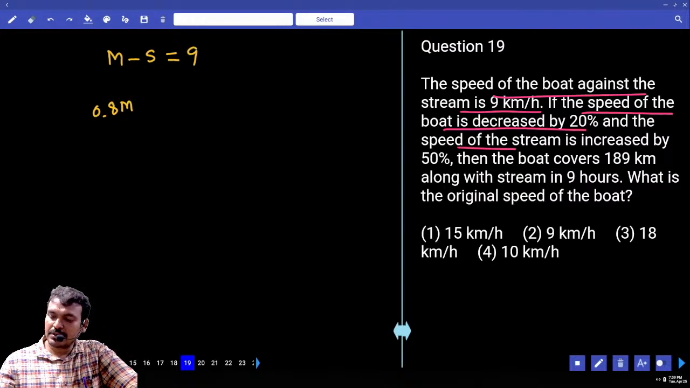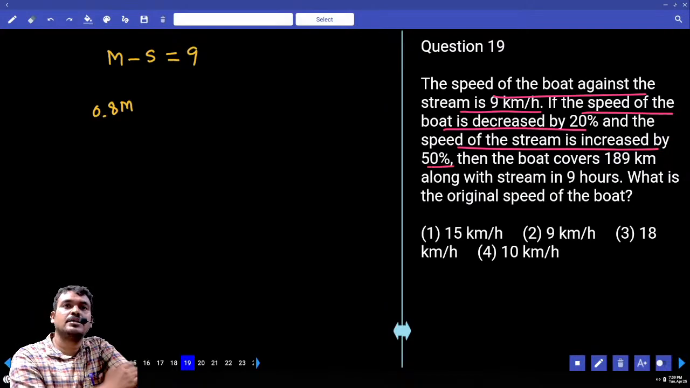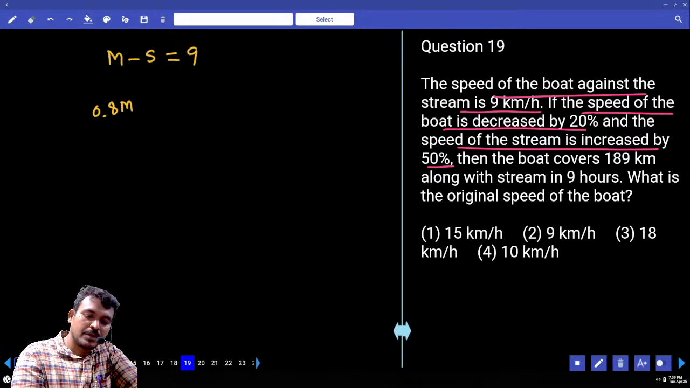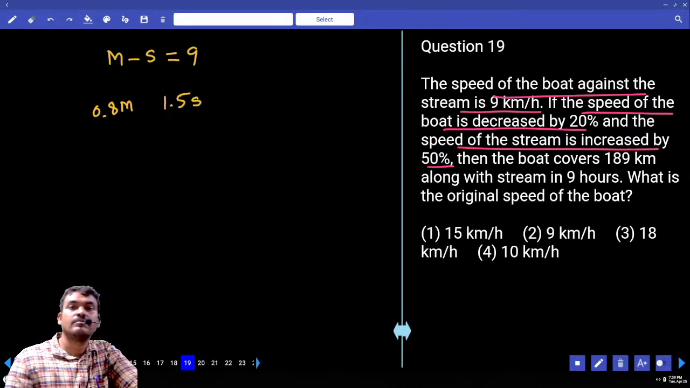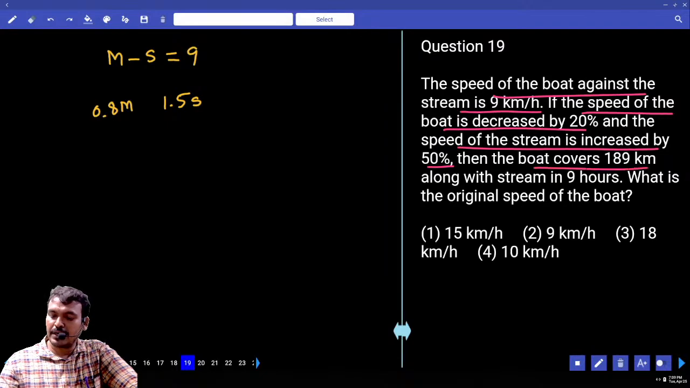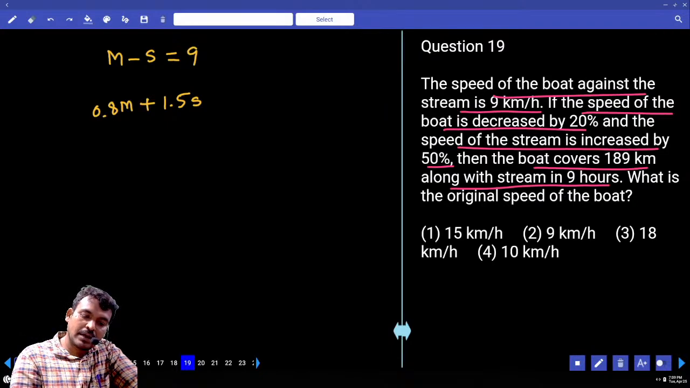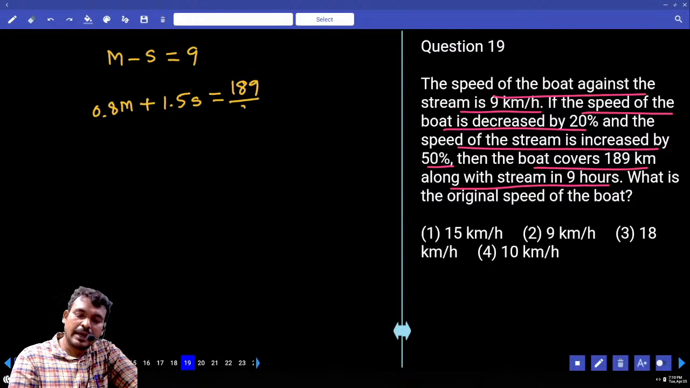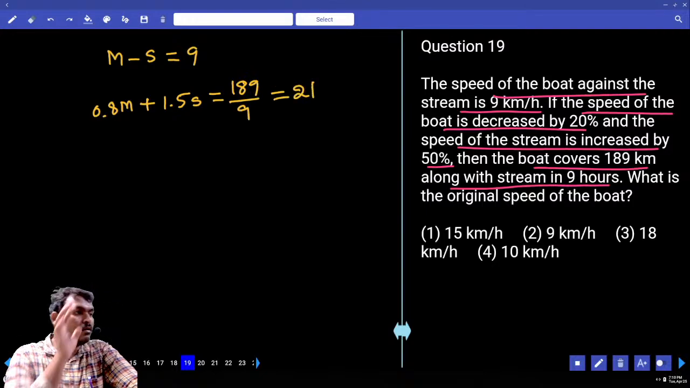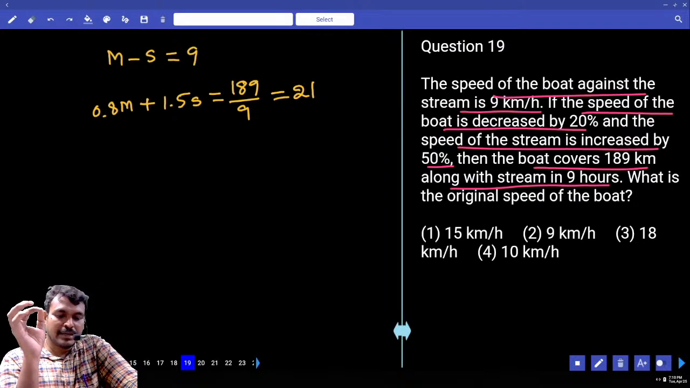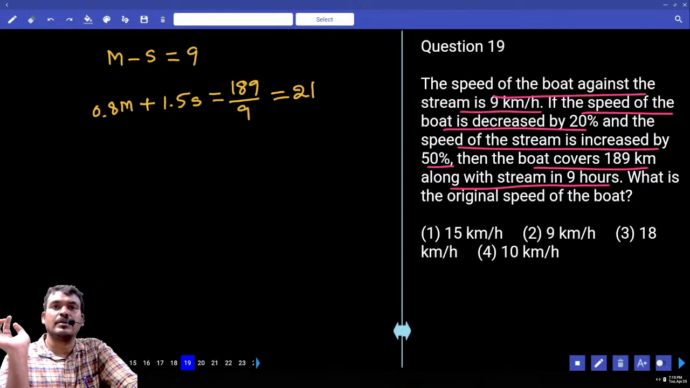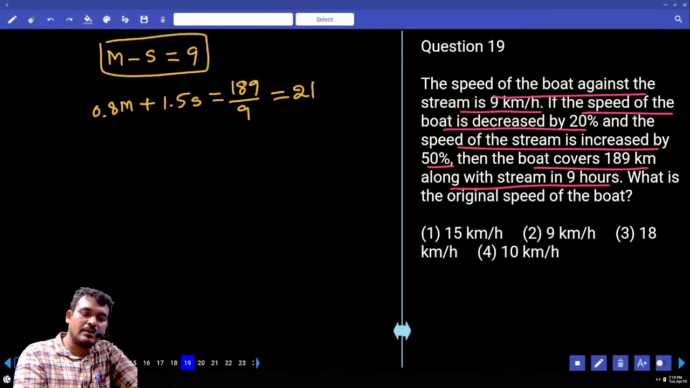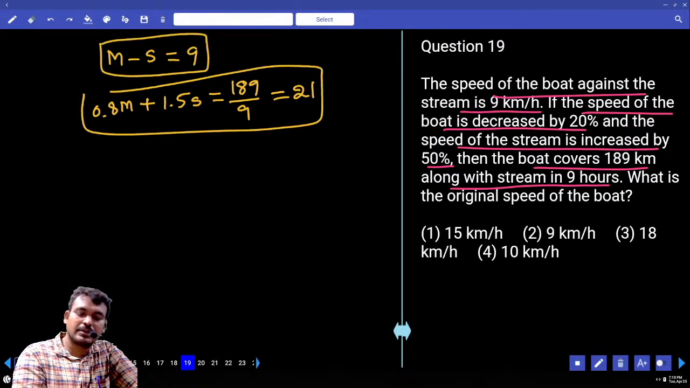Next, speed of the stream is increased by how much? 50%. Speed of the stream increased by 50% means 1.5 s. Okay, and then the boat covers 189 kilometers along with the stream in how many hours? 9 hours. Adding these two, we get the along the stream speed. Along the stream means downstream or upstream? Downstream. 189 by 9 equal to 21. So 0.8 m plus 1.5 s equal to how much value? 21. First one, m minus s equal to 9. Second one, 0.8 m plus 1.5 s equal to how much? 21.